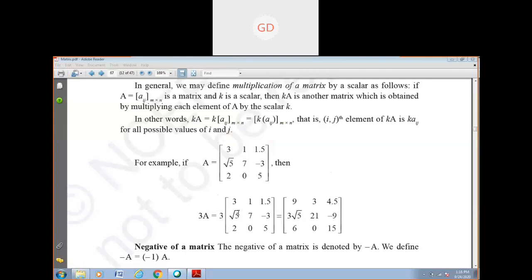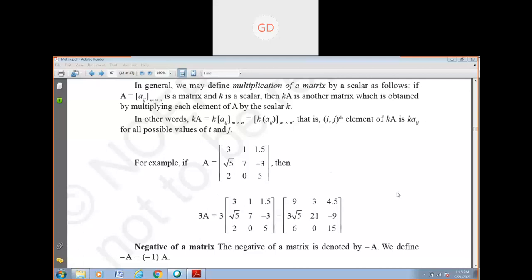If the second row is similarly multiplied by 3, then we will have this second row. And the third row is multiplied by the same constant 3, then we will have the third row 6, 0, 15. So this resultant matrix is obtained by multiplying the matrix by the constant 3. So in scalar multiplication, we simply multiply all the elements of the matrix by the scalar constant. Very simple multiplication.